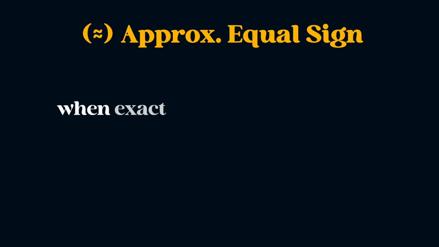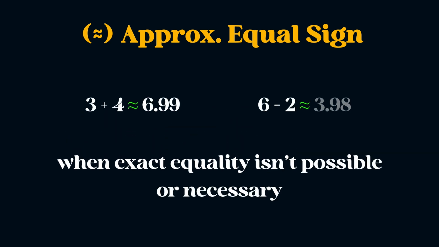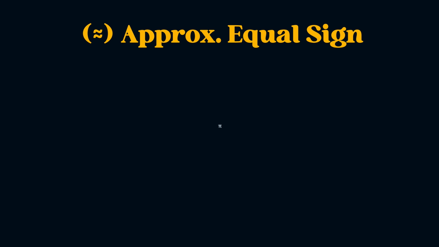7. Approximately equal sign. When exact equality isn't possible or necessary, this symbol represents an approximation. For instance, pi is almost equal to 3.14, showing the rounded value of the mathematical constant pi.